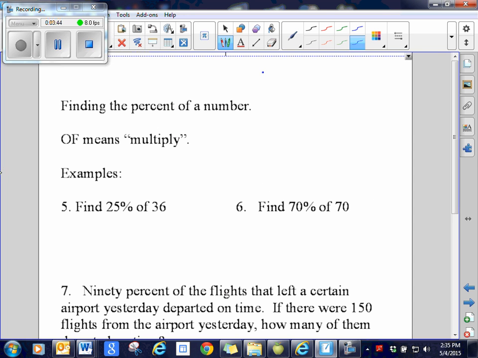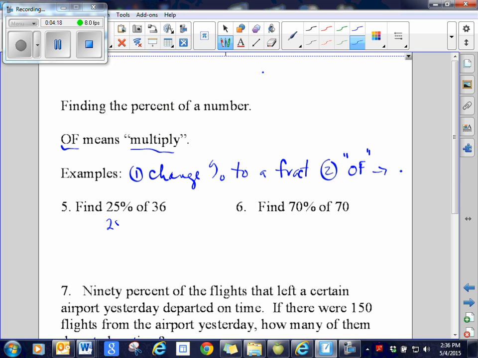Okay, so here's where of means multiply again, and I want you to remember that when you're looking at these nice examples. Again, there are other ways to work number 5 and number 6, and we're going to learn about those in 7.2 and 7.4. But for 7.5, I want you to change the percent to a fraction. And then use the of, turn it into a multiplication problem.